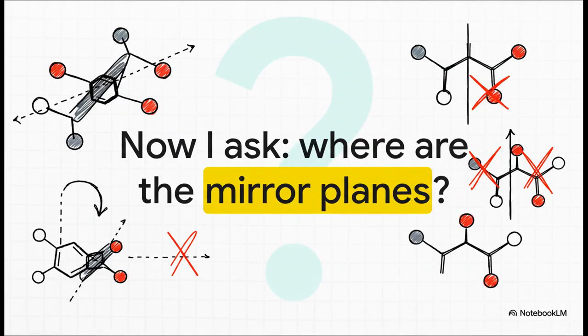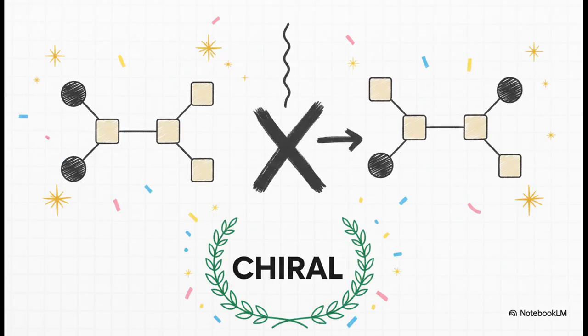So take a good look at this new molecule. Go on, try to slice it in your mind. Flip it, turn it, reflect it. Can you find any single plane that would create a perfect mirror image of the other half? You got it. There aren't any.